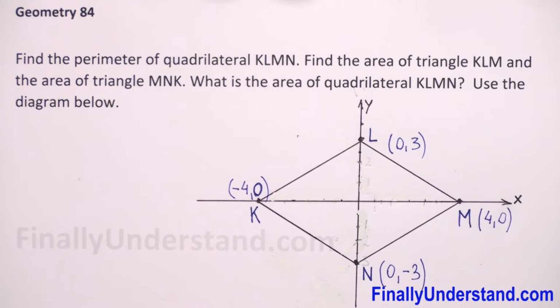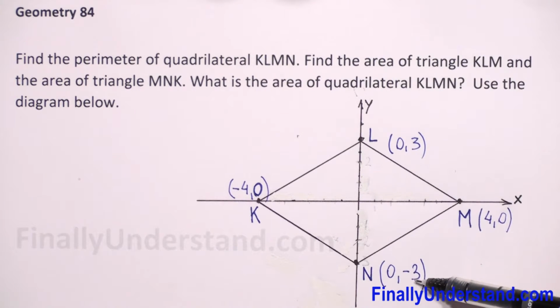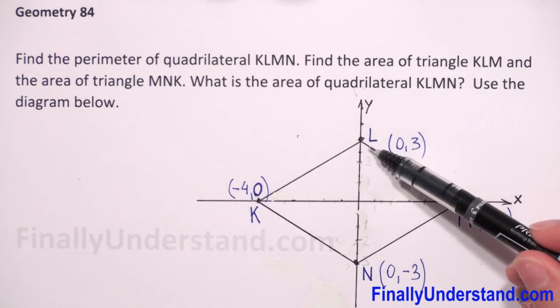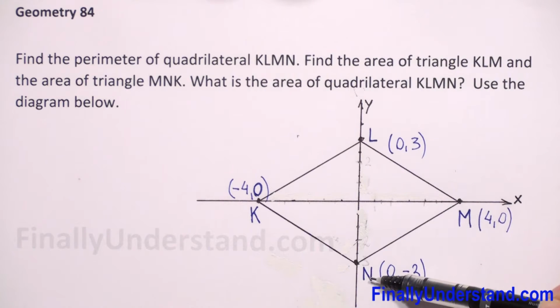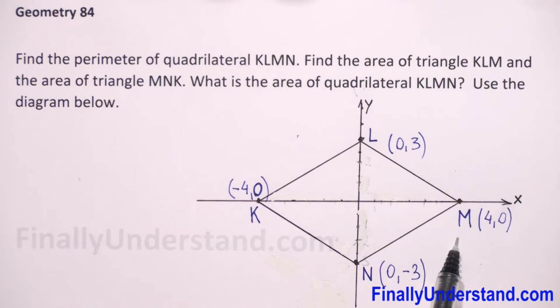We see that when we fold a sheet of paper along the x-axis, the points L and N, because they have coordinates 0, 3 and 0, negative 3, are symmetric. Point L and N will cover each other. And when you fold a sheet of paper along the y-axis, points K and M cover each other too.